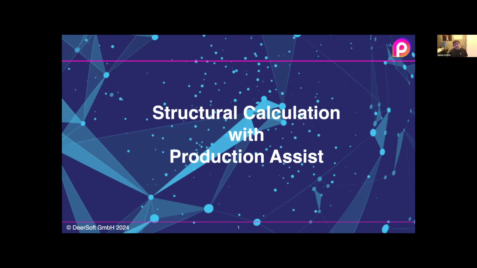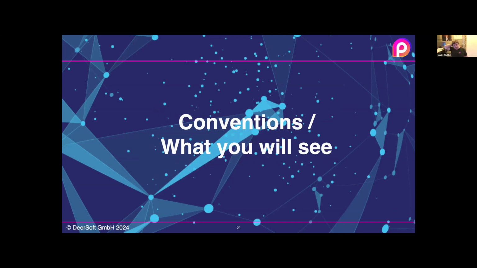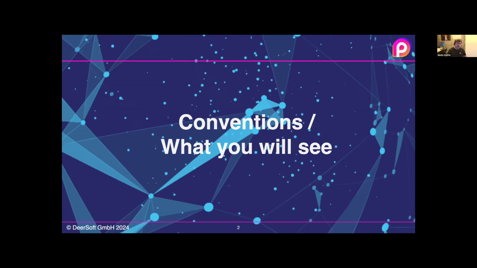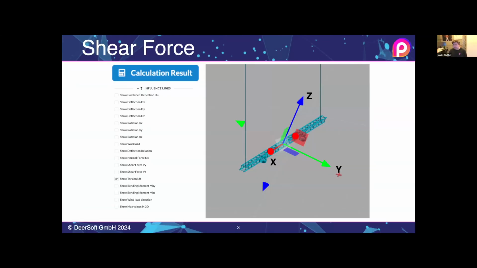The first thing we will look at today is the convention and what you will actually see when you're using Production Assist. The first thing that is really important with all the calculations is to understand the coordinate system. The coordinate system is in relation to the truss. And for all of the applications of Production Assist, the coordinate system in which all the calculation results are expressed is always in line with the truss.